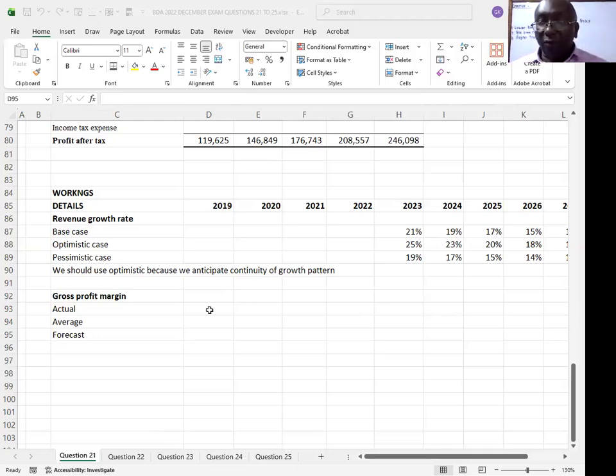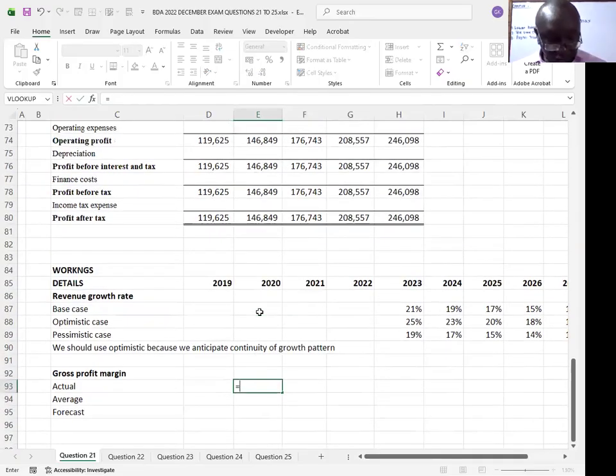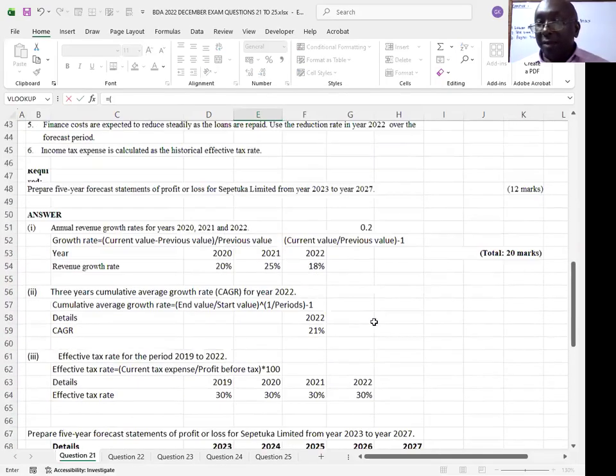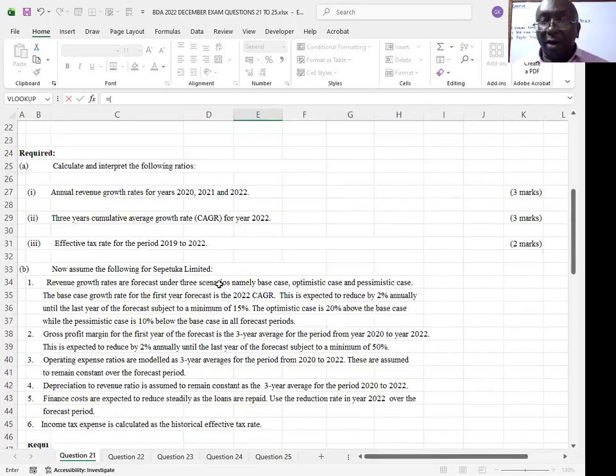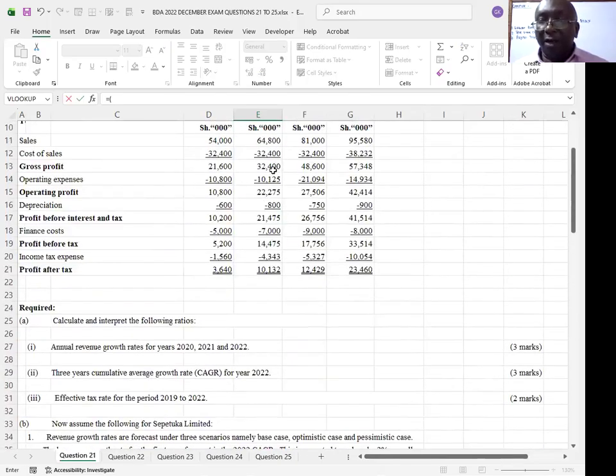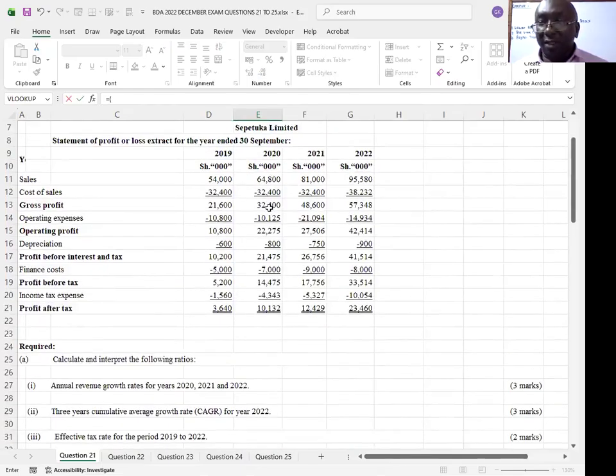The growth rates, tutaanza hapa 2020, the actual. The actual will be equal to, we open the brackets, tutatumia ile formula ingine tulikuwa tumepeana hapa juu, this one. So tukuja hapa kwa this table, the gross profit ya 2020, this one, you divide by this one for 2019, you close the brackets, then you minus 1.